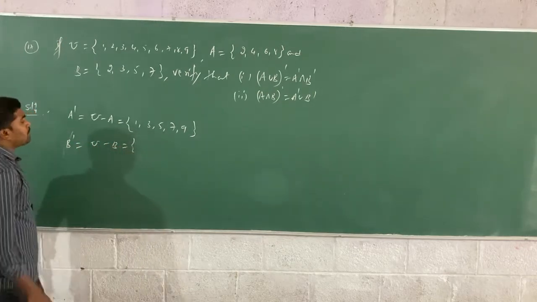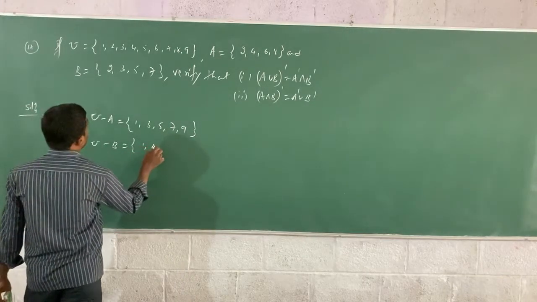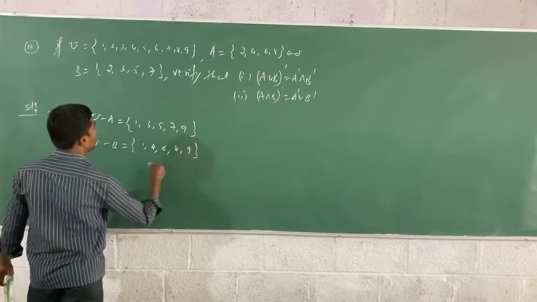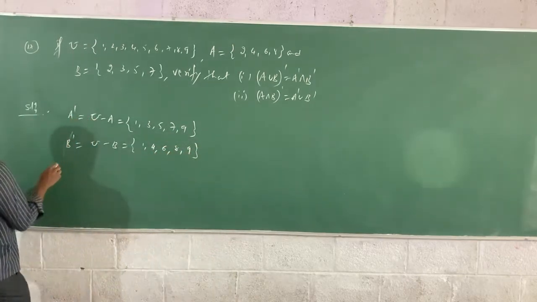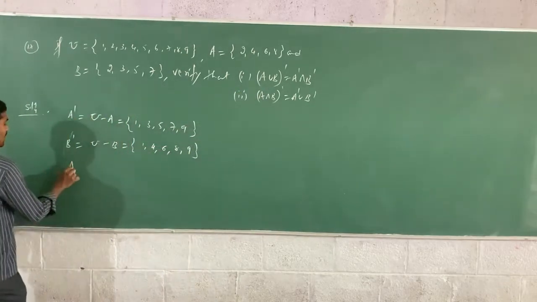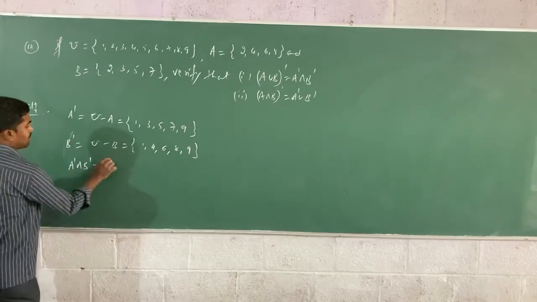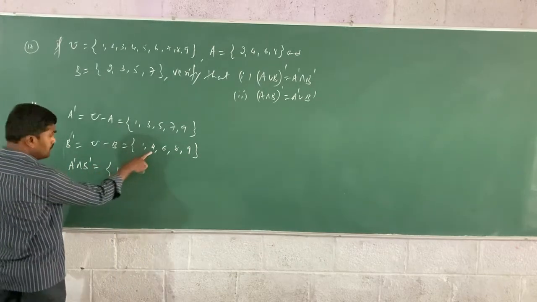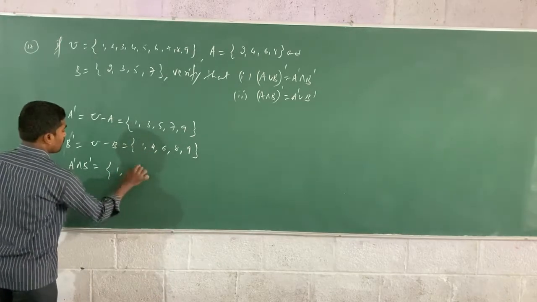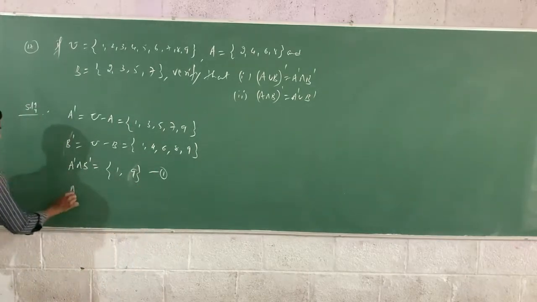That is equal to 1, 4, 6, 8, 9. Correct? Next, you have A union B. What is the complement? So, A union B, the complement of that. Next, you have 9. Calculation number 1. Correct?